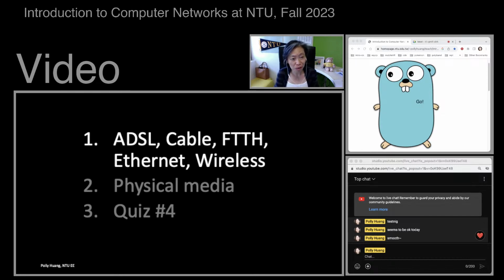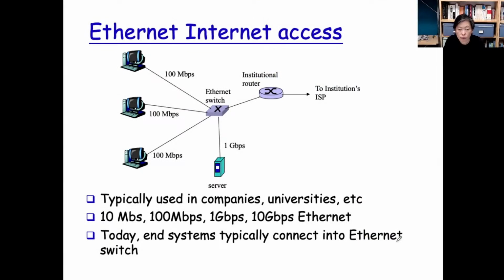So let's start with the Ethernet. This one is used very commonly in a company or on campus. It's surprisingly simple. And you can see in the video, it's only 1.5 minutes long. Very straightforward. The fourth network access technology is Ethernet. Now this is something that we're very familiar with.